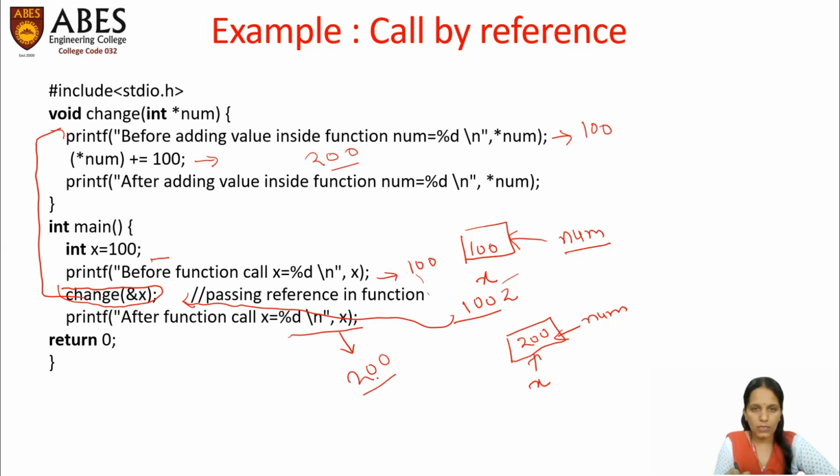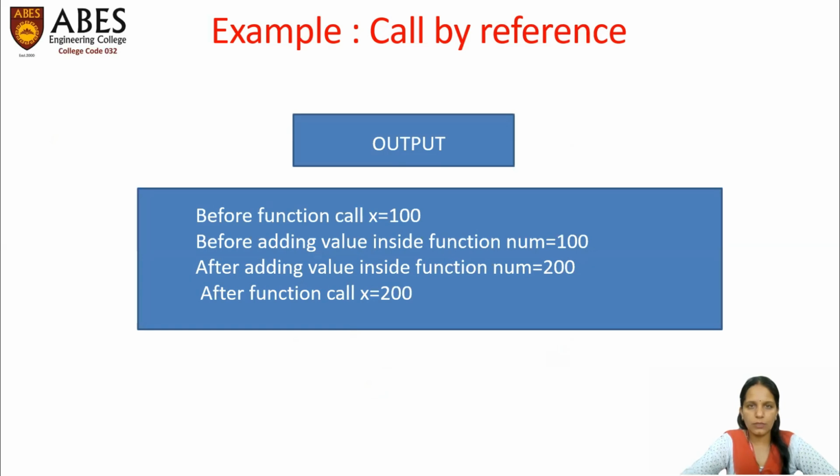So I hope this difference between call by value and call by reference is clear to you, right? In call by value, the value will not get changed, because we work only on the value part. But in case of call by reference, as we work on the address part, whatever change we make at one location will be reflected in the actual parameter also. So that will be the output.